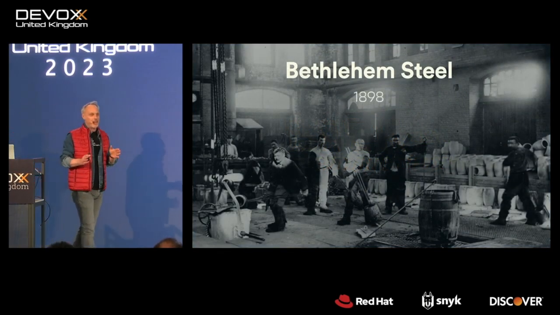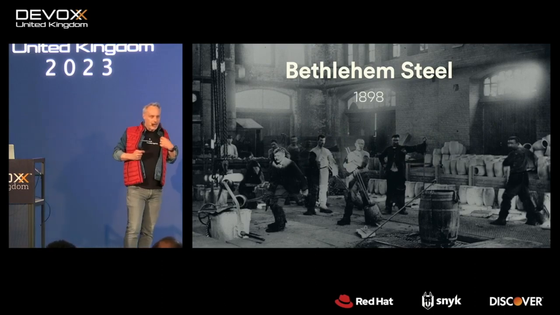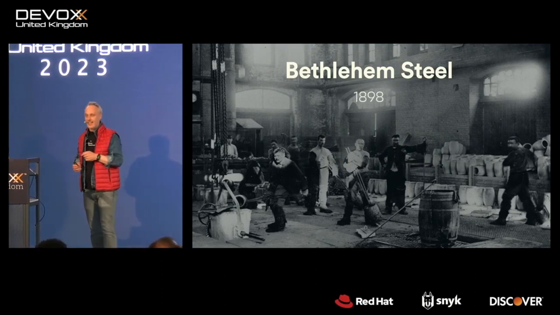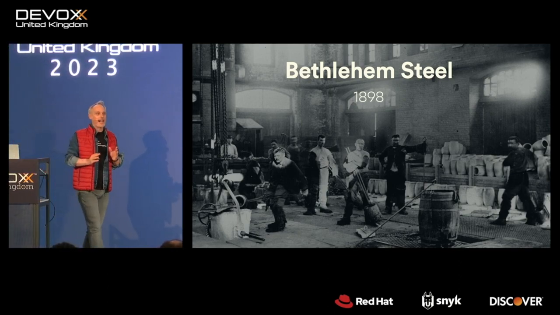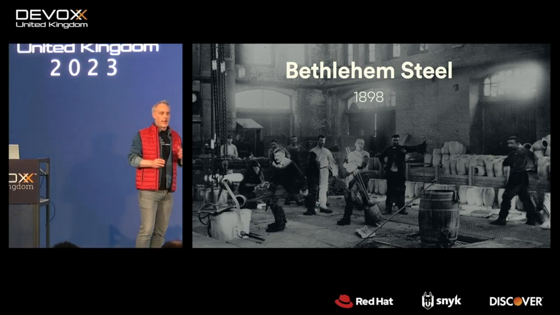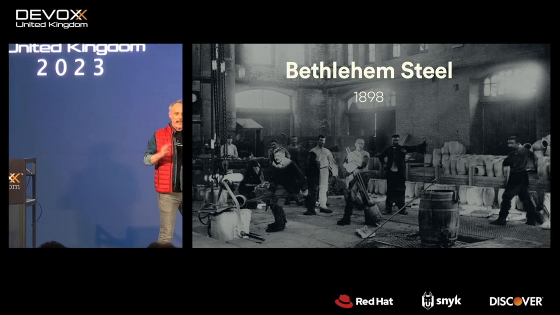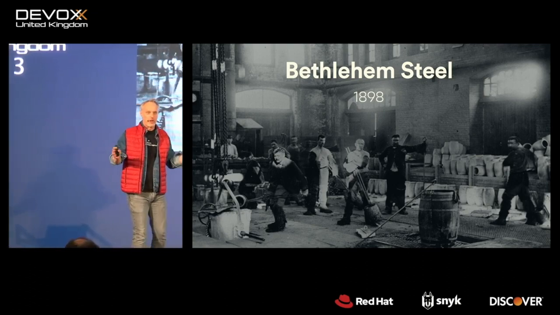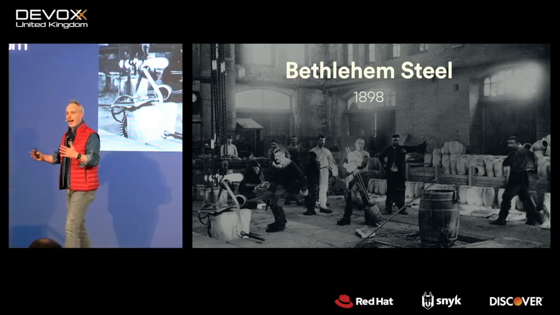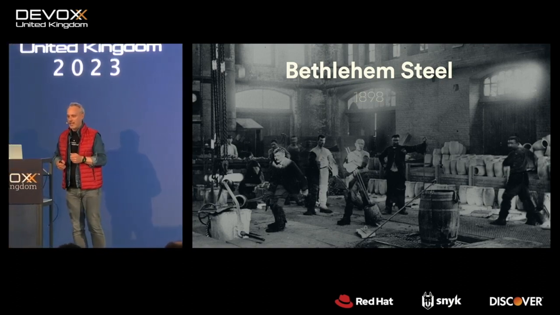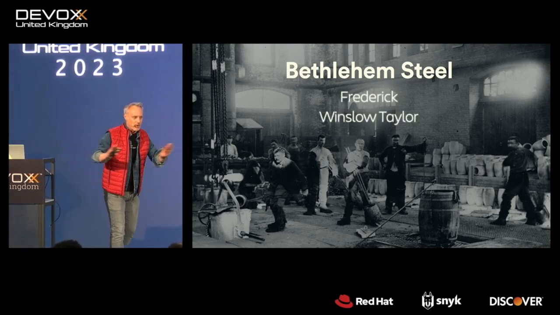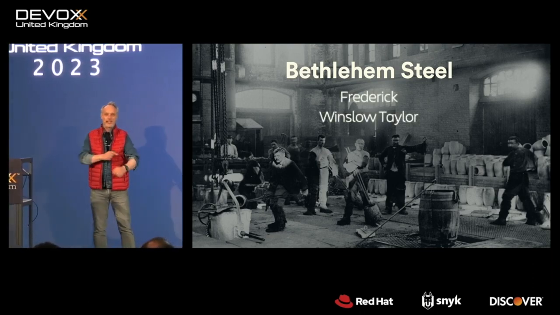So we are back in the Bethlehem Steel Factory. The year is 1898. The Bethlehem Steel Factory had some productivity issues. At that time, there was no McKinsey or Boston Consulting Group they could call. So they hired one person to work on the productivity issues, and his name was Frederick Winslow Taylor. You might have heard of him, famous for his Taylorism, right?